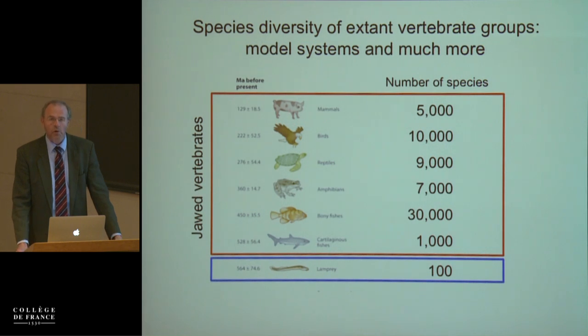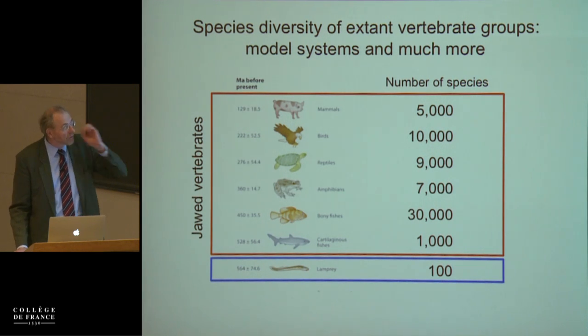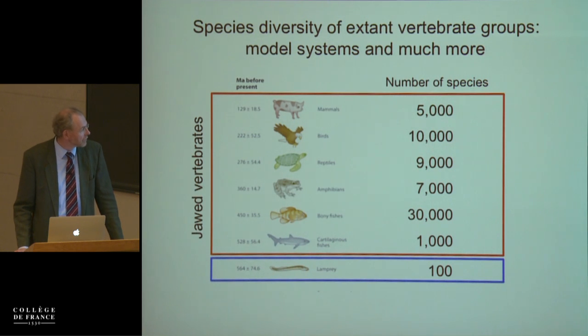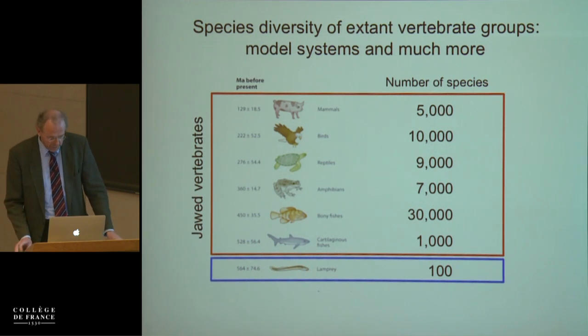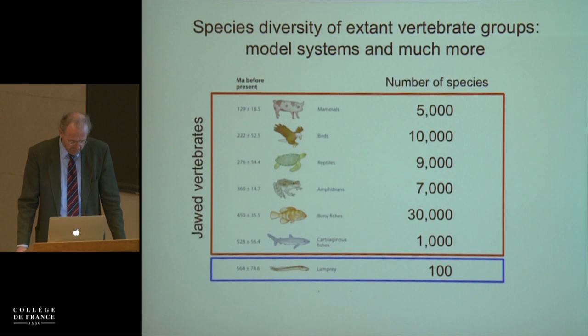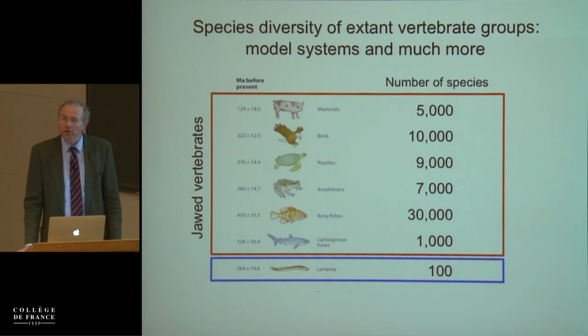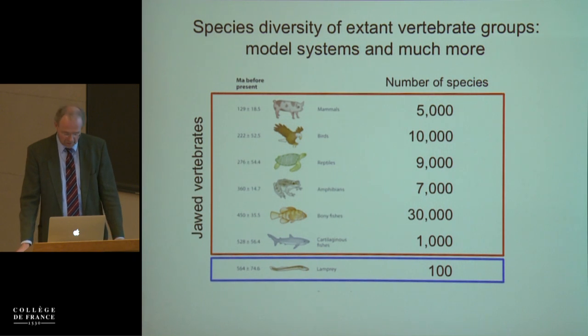One very small group is the group of extant jawless vertebrates. All the others, more than 60,000, belong to jawed vertebrates. And the jawless vertebrates are thought to have arisen about 500, 550 million years ago. But they have been shown recently, and I'll come to this a bit later in the talk, also to possess an adaptive immune system. And we know about the adaptive immune system, of course, in jawed vertebrates.